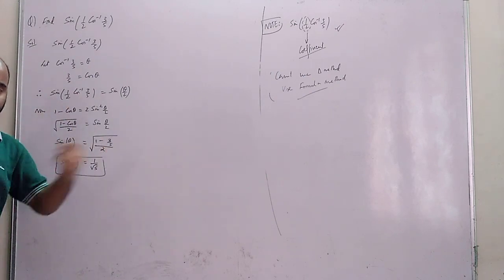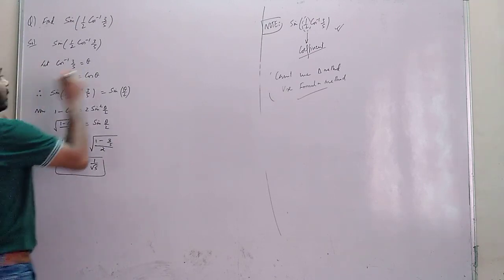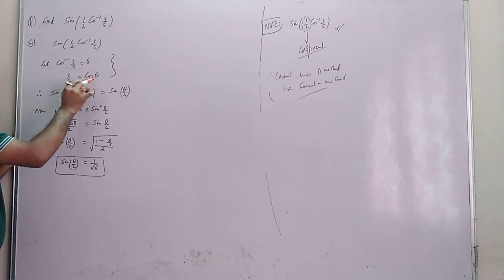What type of trigno the question becomes, then write down the formula between those two. Same concept will follow here. So I'm writing the question again, sine of half cos inverse 3 by 5. First step, take the inverse part as theta. So let cos inverse 3 by 5 be theta. From there you will get a trigno: cos inverse goes that side, cos theta equals 3 by 5. So this step is taking the inverse part as theta and getting a trigno.